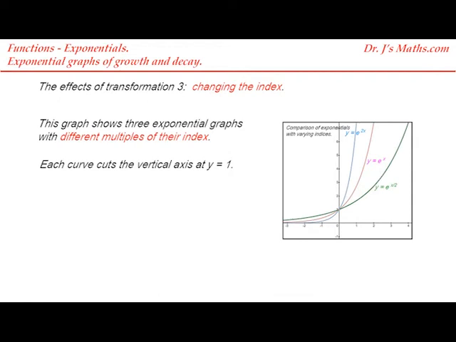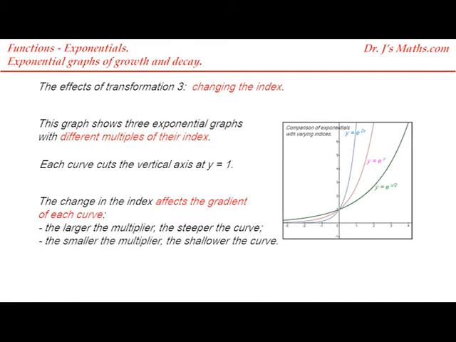So changing the index doesn't change the intercept. The change in the index only affects the gradient of each curve. The larger the multiplier, then the steeper the curve is going to be. The smaller the multiplier, the shallower the curve.